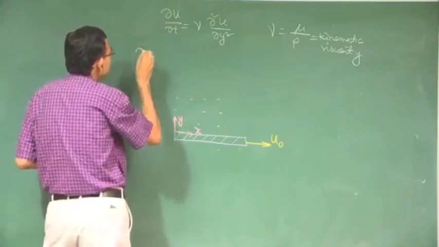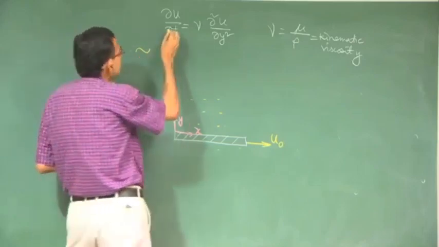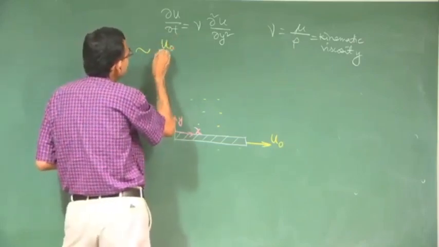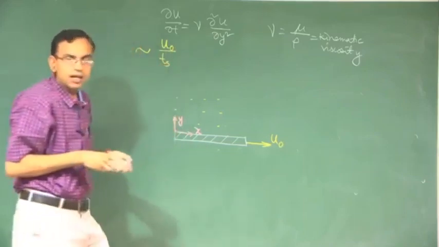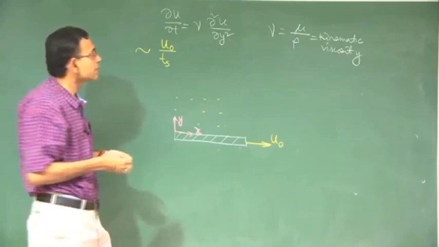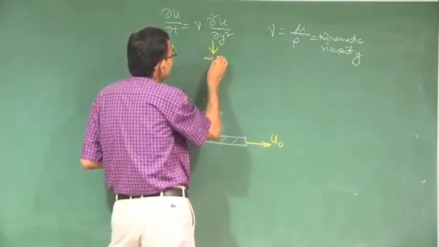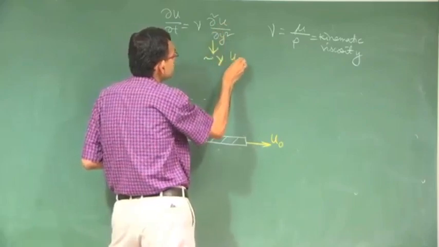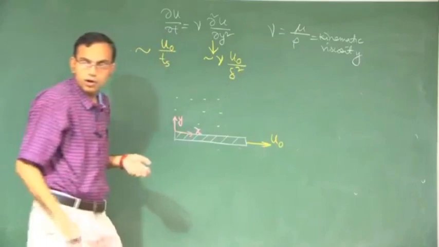So, this symbol, this tilde, means of the order of. So this is of the order of u0 by ts, where ts is the time scale at which we are interested. It can be anything from 0 to infinity. This is of the order of nu, this is the length scale, also unknown.